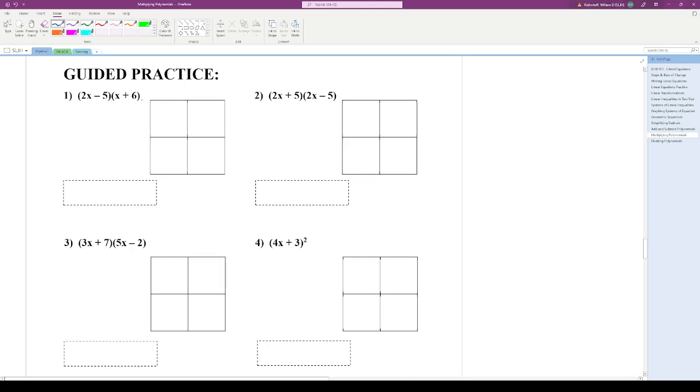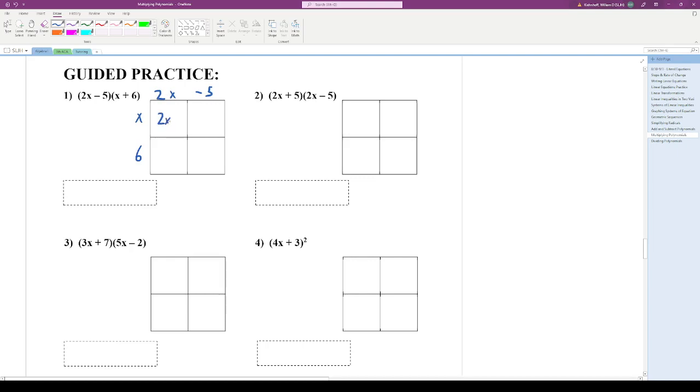Okay, so we're going to take our two terms, our two binomials rather, and it doesn't matter which one we put on top and on the left. I'm just going to put the top one first, so this is 2x and negative 5, and then I'm going to put the other one over here. If we reverse those and put x plus 6 on top and 2x minus 5 on the left, it would make absolutely no difference. We'd end up with the same result.